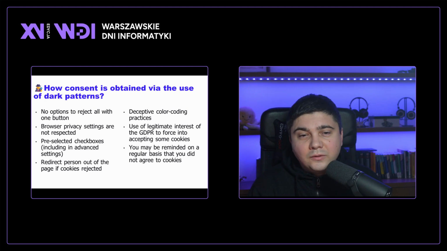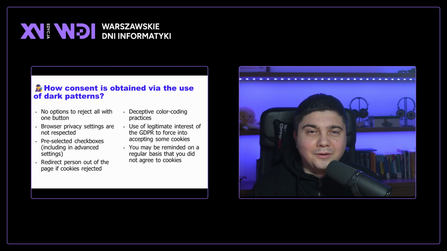So, for example, how is consent obtained through the use of dark patterns? Well, data controllers would usually give you no option to reject all cookies with a single button. Browser privacy settings will not be respected by default, so your do-not-track setting won't do anything at all. Then a lot of pre-selected checkboxes that give your consent are going to be set, so you have to deselect them all one by one, and quite frequently you won't be able to deselect all of them, but the controller will give you an opportunity for patience testing.